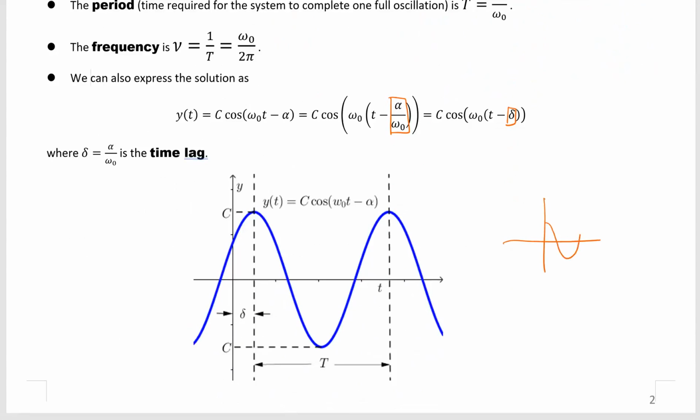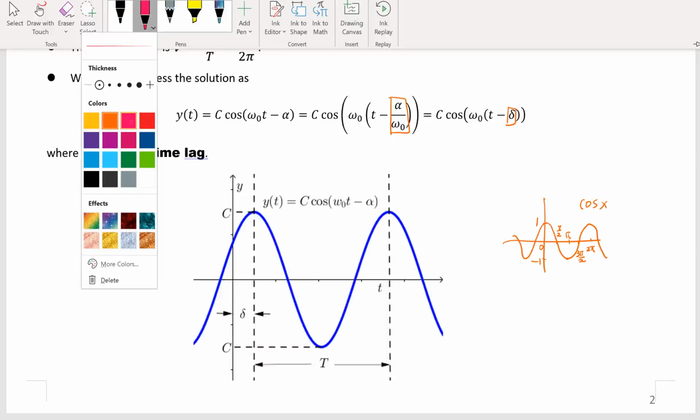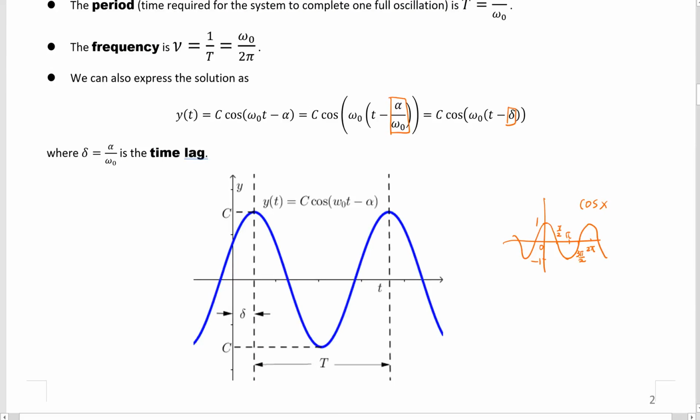Cosine looks like this, right? So this is cosine x, right? And this is 1. This is minus 1. This is pi. This is 2 pi. And this is like pi over 2. This is 3 pi over 2. This is the picture of cosine. And when you multiply by c, what does the c do to this function? It's stretched vertically by a factor of c, right? So we still have the same picture, but now it starts with c and here minus c, so we still have this picture.